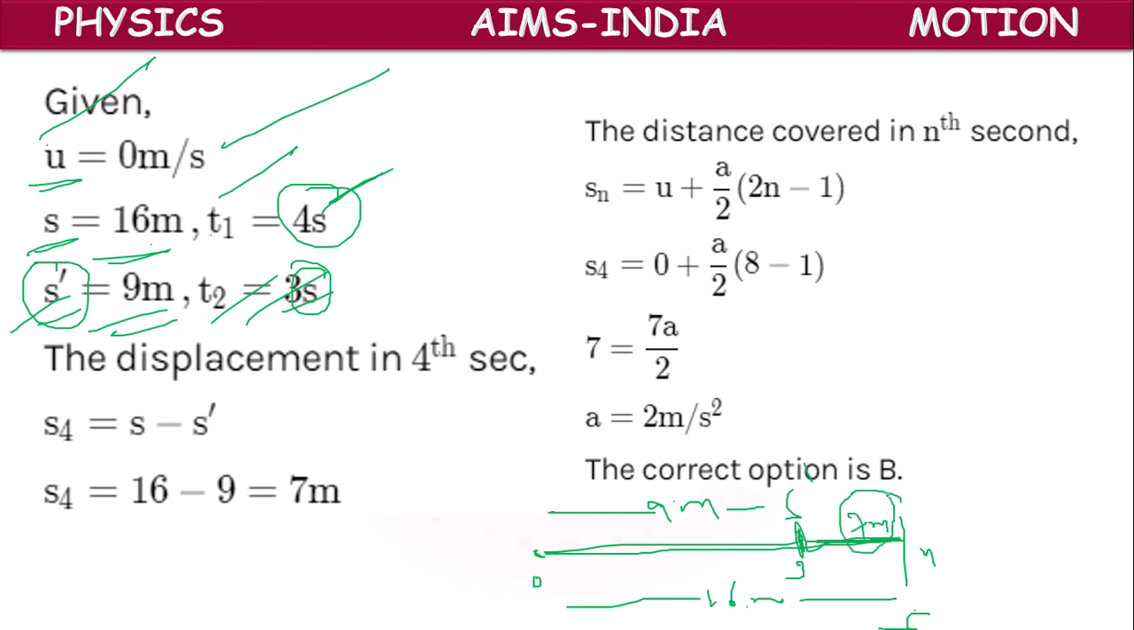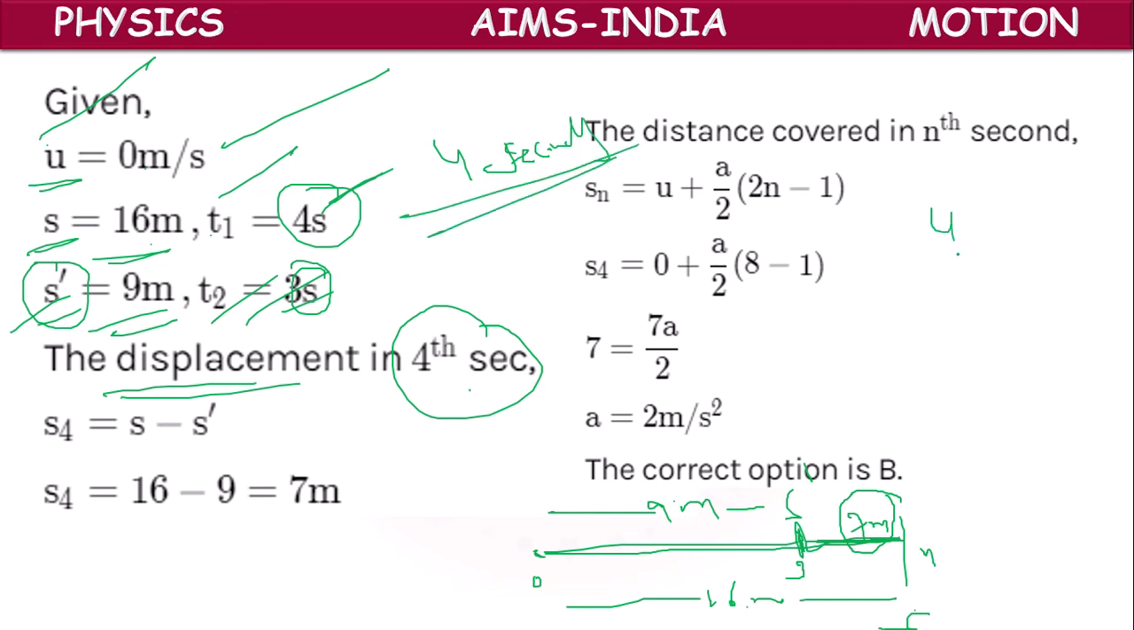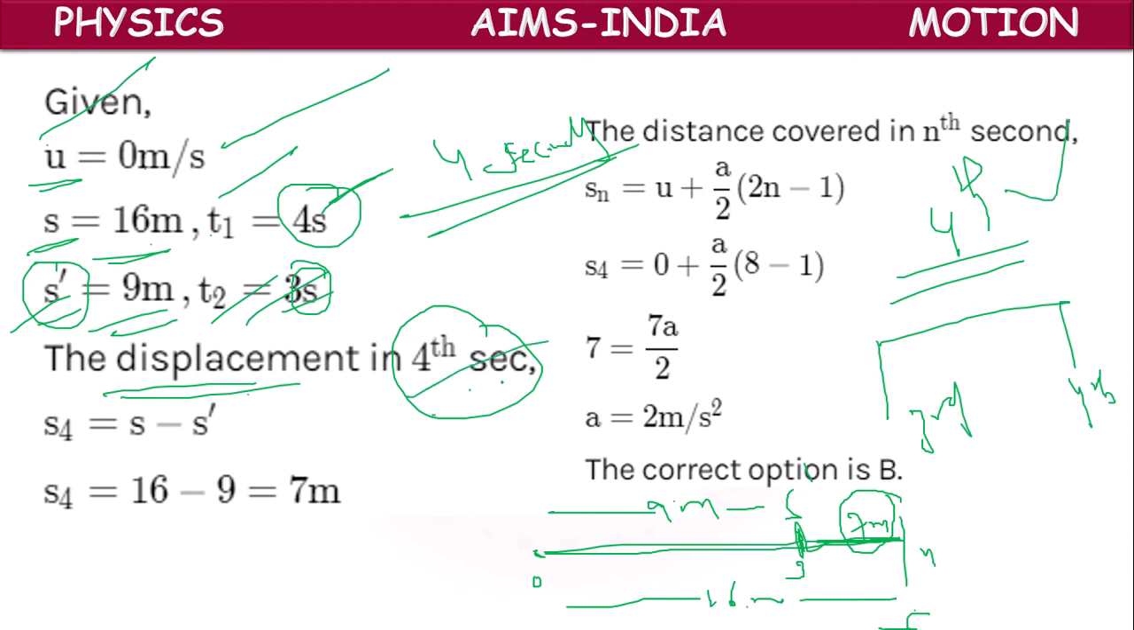This is the distance traveled from the end of the third second to the end of the fourth second as per the given data. So the displacement is only in the fourth second, not 4 seconds. 4 seconds means 4 complete seconds. Fourth second means that particular second, ending of third second to the ending of fourth second. This 1 second is called the fourth second. So displacement in the fourth second is s minus s dash, 16 minus 9, 7 meters, traveled only in this particular second.